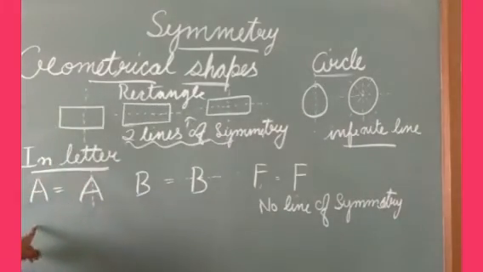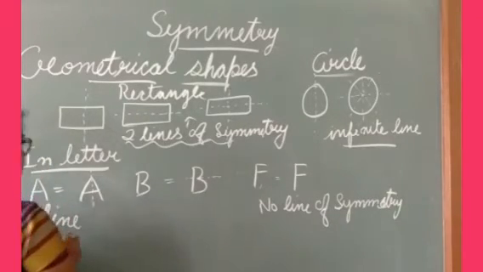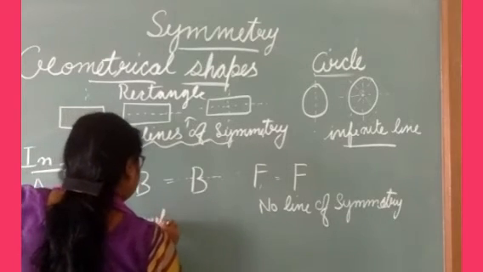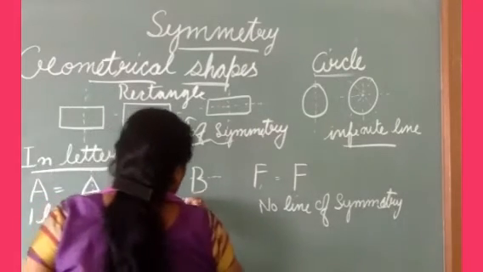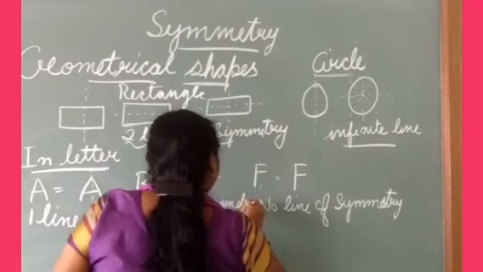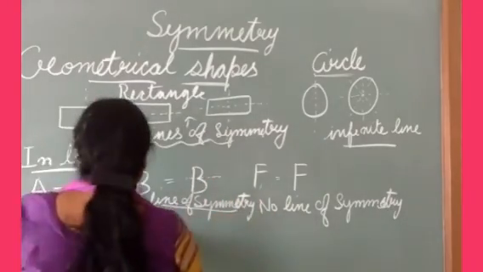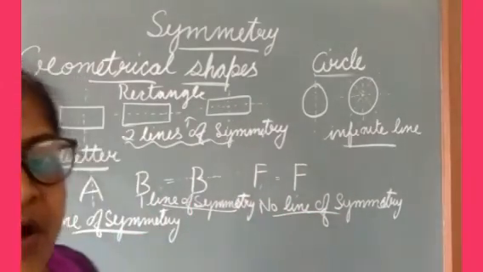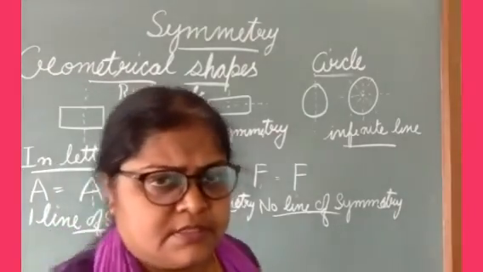Understood? In this you can write one line of symmetry, and this also one line of symmetry. Understood? So it is clear to you all about these letters. In this way, some letters do not have a line of symmetry. Okay, this is clear to you all.